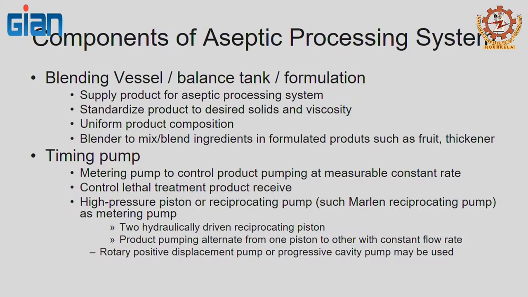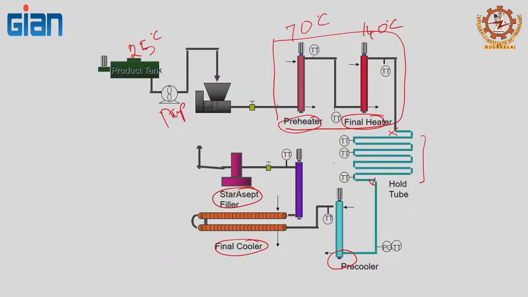Now, I think we are going to go through some of the components of the aseptic processing system. The first is a blending vessel. So, you may have soup, and you want to hydrate all the starches or whatever material, and then you are able to blend them and bring them to the same uniform temperature. And then you are going to have a timing pump which controls the product pumping at a constant rate. So, what that means is, if you look at this pump here, normally what they use is a positive displacement pump.